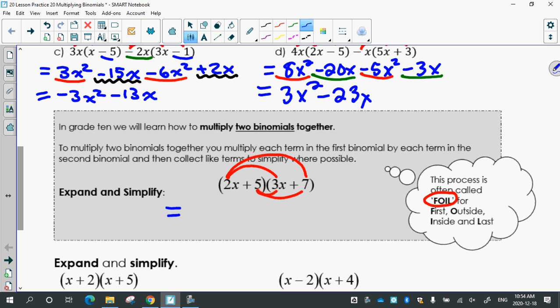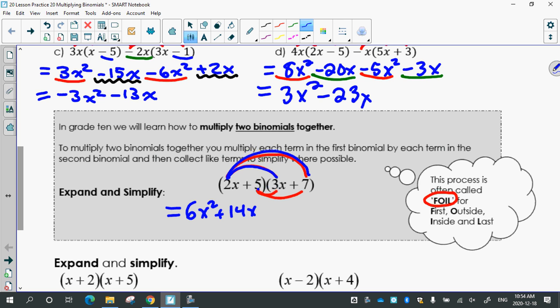So the first, 2x times 3x, 6x squared. The outsides, 2x times positive 7, plus 14x, good.